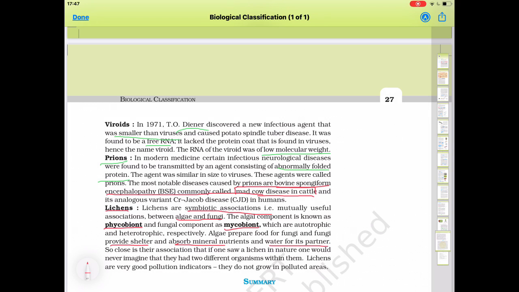In lichens, algae give food to the fungi and fungi give shelter, protection and absorb water and minerals for algae. In this, both the organisms are benefited. Lichens are good pollution indicators. They do not grow in polluted areas. So these are the few important points about lichens.